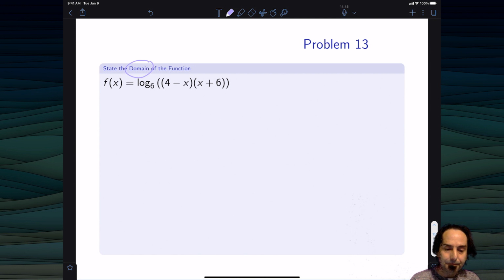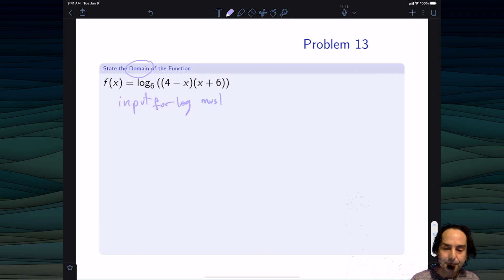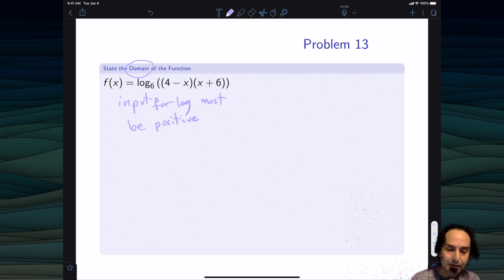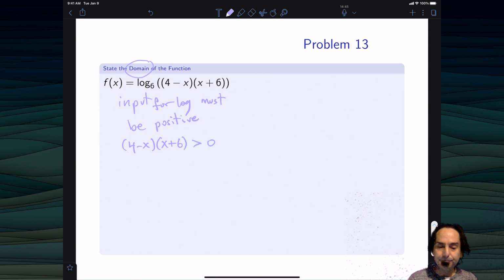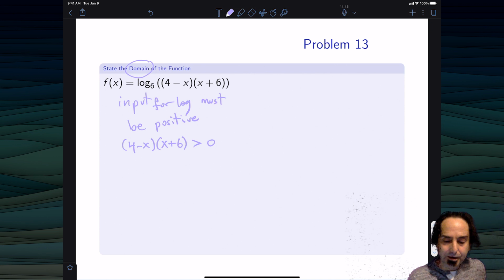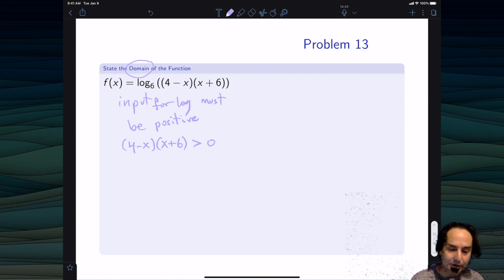So the input for the log must be positive, and that means that 4 minus x times x plus 6 has to be positive. So we need to solve that, and this goes back to solving inequalities. Actually, there's a quick way to do this.